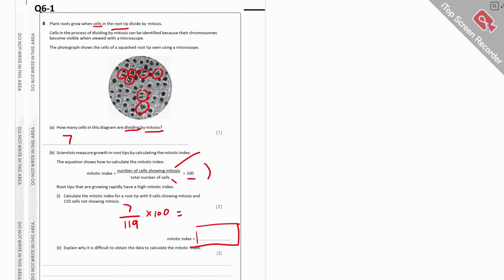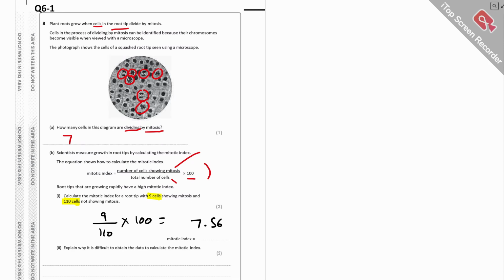So have a quick look. Thanks, Emily. Yep, it helps if you read the question. Don't be like me. I bet you did that. Right, so it's going to be 9 divided by 110 times 100, which will give us 7.56%.